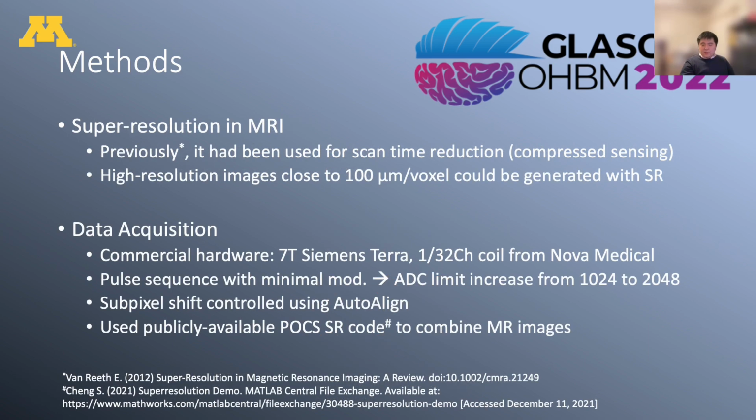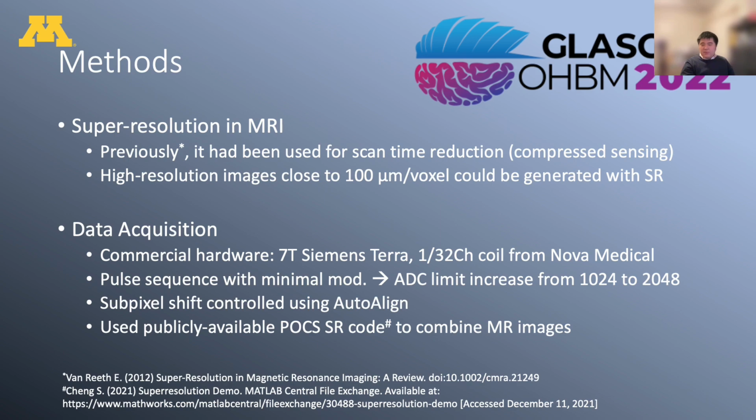Note that there are examples of super resolution adopted for MR imaging. However, it's mostly focused on scan time reduction using compressed sensing. For this work, we're trying to generate very high resolution images with super resolution using readily available hardware and software packages for high reproducibility.